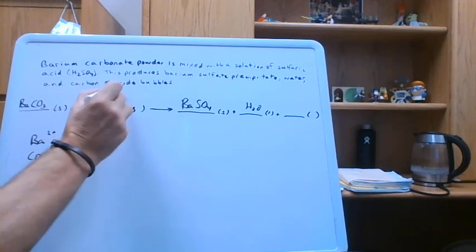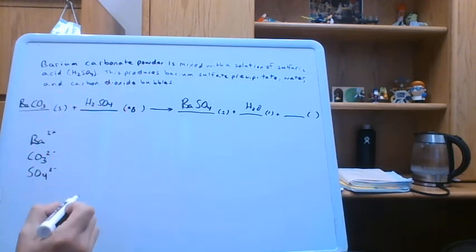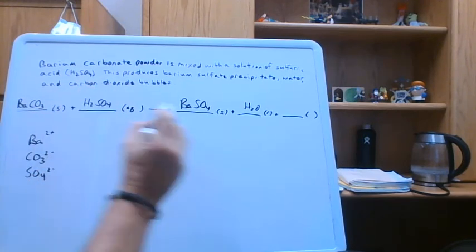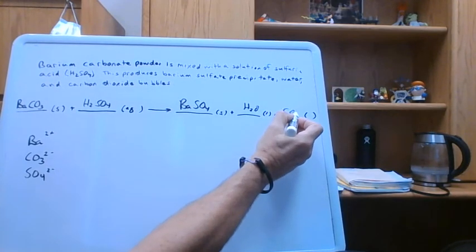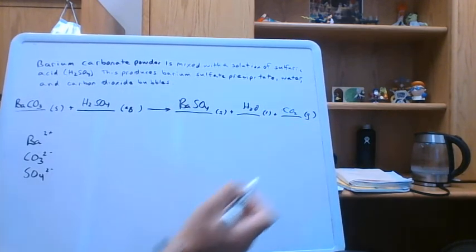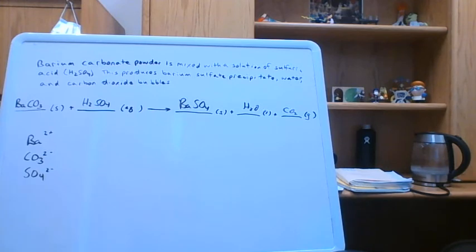So this was a type 3 where the prefix tells us how many there are. So there's 1 carbon and 2 oxygen. And if it's a bubble, then it's probably a gas. The next thing you'd have to do is balance this equation.